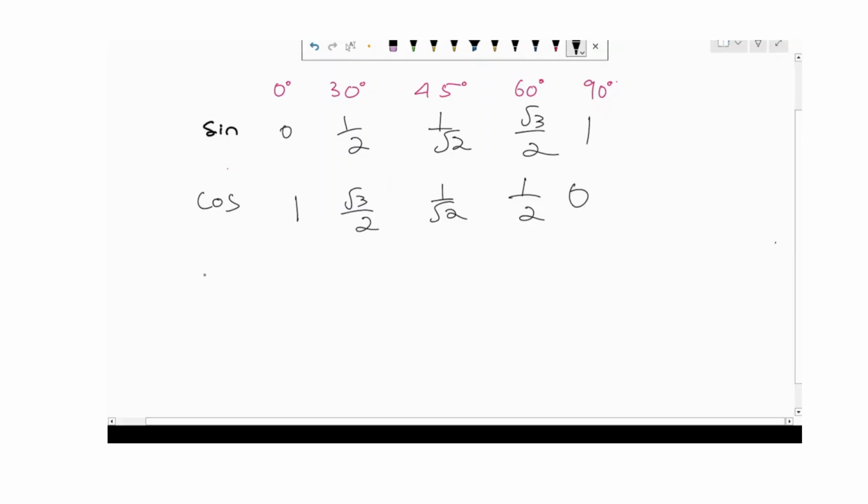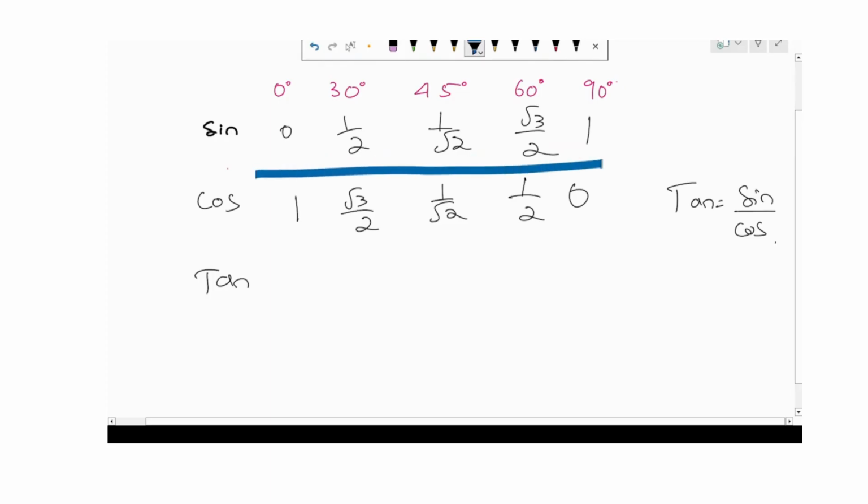Next you go with tan. As I told you all, there is a formula for tan. For tan, you have to divide sine by cos. That is nothing but just divide these two values. So tan 0 degree, tan 0 is 0 by 1. 0 by 1 is 0.